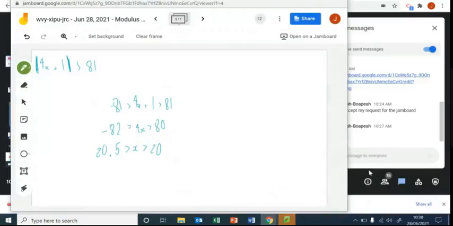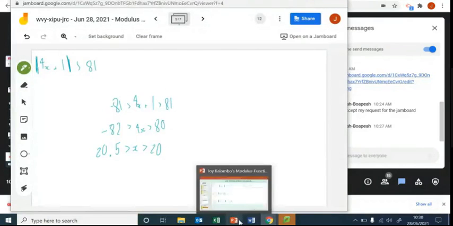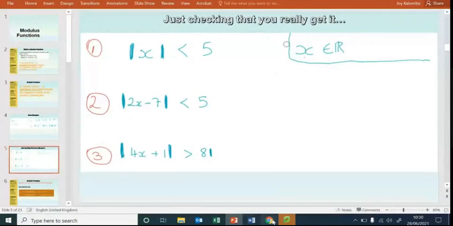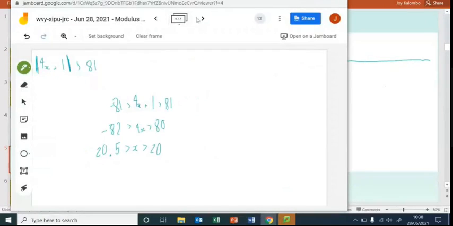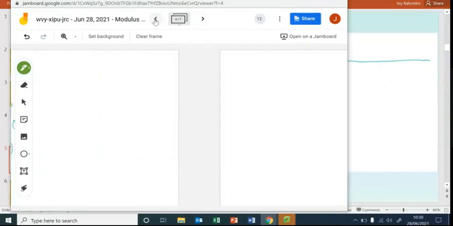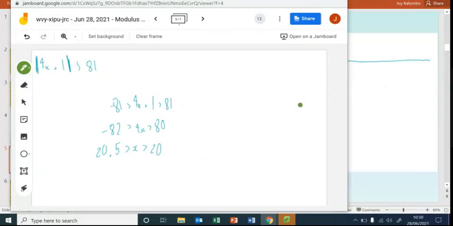So what is the third one? Is it 4x plus 1? Is that what it is? Yeah, 4x plus 1 is greater than 81. Has anyone else got any other suggestions before I say anything? I got minus 20.5. Minus 20.5, okay. Wait, when you say minus 20.5, what was your final answer? Oh, sorry. It was x is greater than minus 20.5 and less than 20.